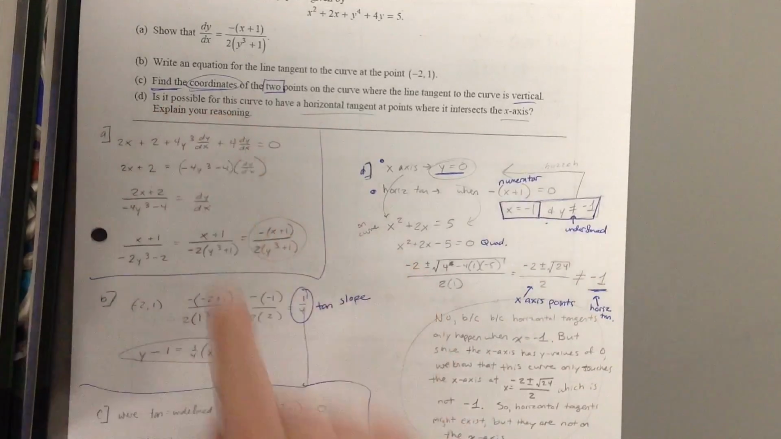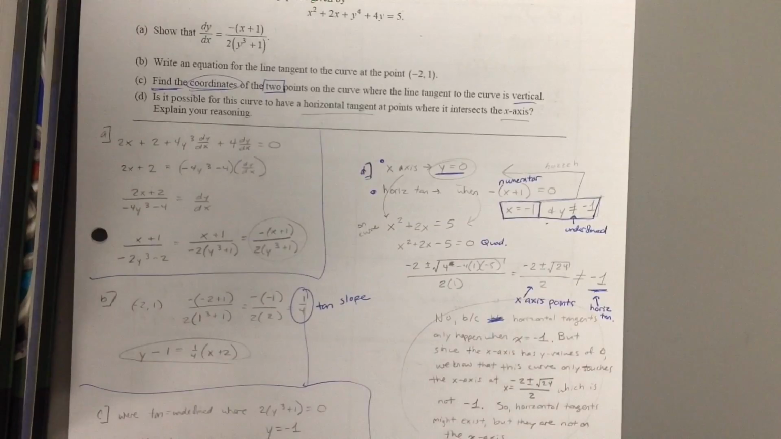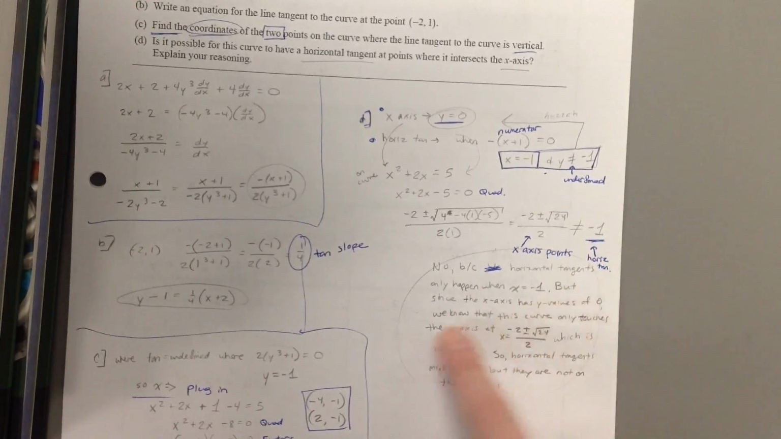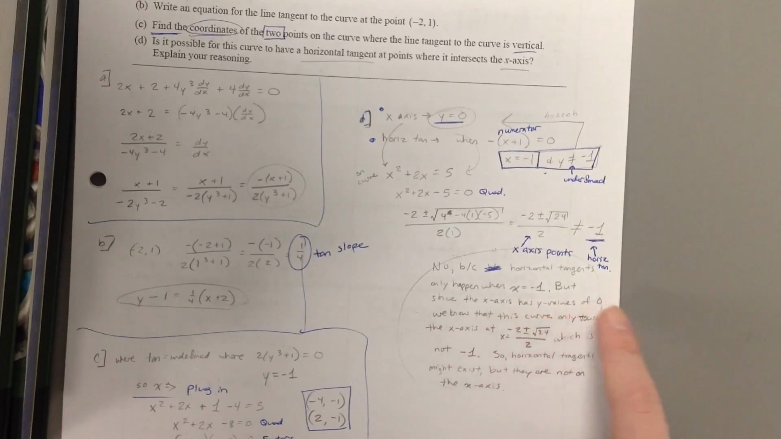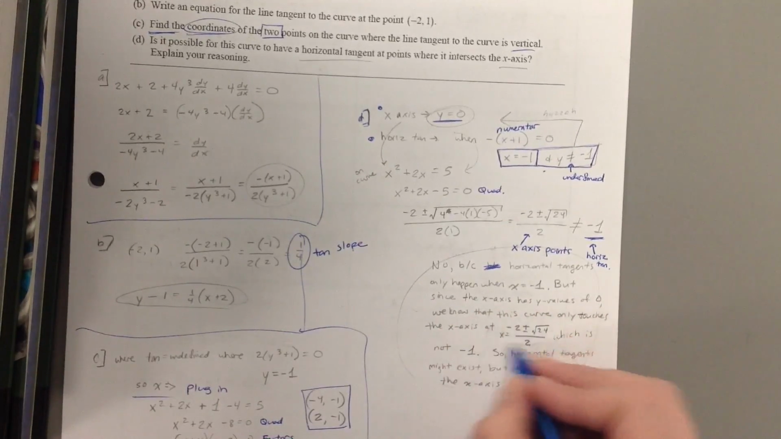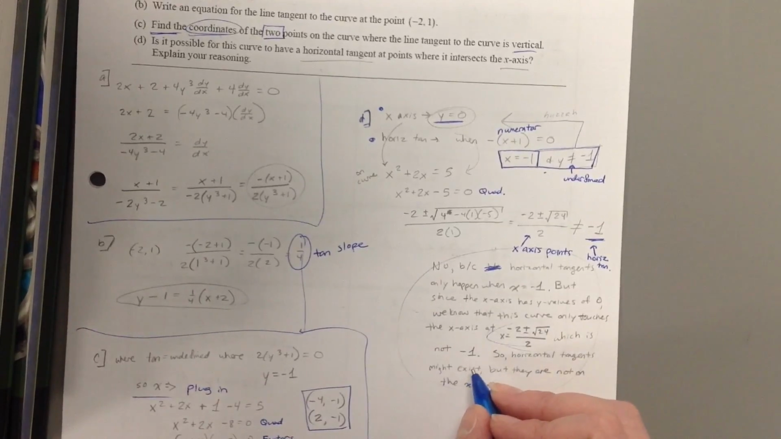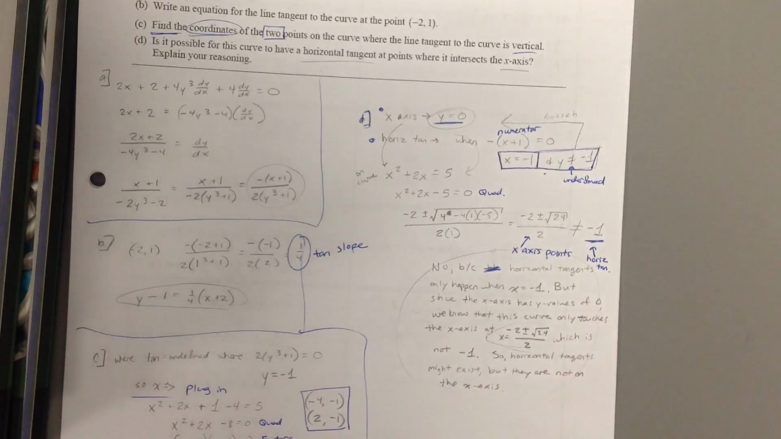This guy is representing horizontal tangent points, and they are not the same thing. Therefore, is it possible? No. Because, I wrote because twice, because horizontal tangents only happen when x equals negative 1. But since the x-axis has y values of 0, we know that this curve only touches the x-axis at this location, which is not negative 1. So horizontal tangents might exist, but they are not on the x-axis. That's what we can say about that one.